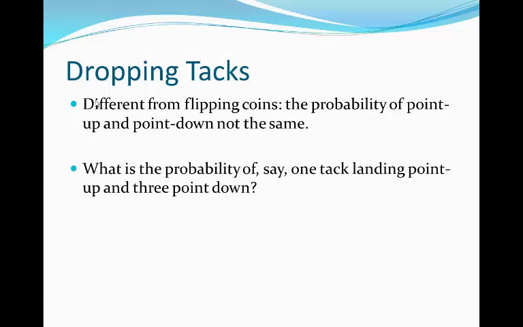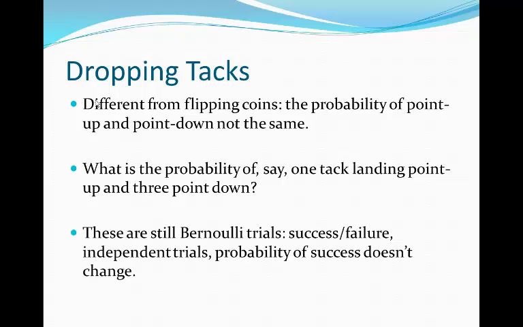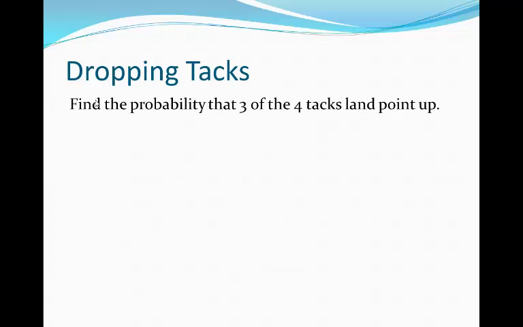So let's ask this question: what is the probability of, say, 1 tack landing point up and 3 of them landing point down? Well, these are still Bernoulli trials. Remember, there are 3 conditions. Each trial has to generate only one of 2 outcomes. We call them success and failure. The trials have to be independent. What happens with one trial doesn't affect what happens with any other. And finally, the probability of success doesn't change from one trial to the next. That's certainly true here with dropping the tacks, so we can proceed with our formula.